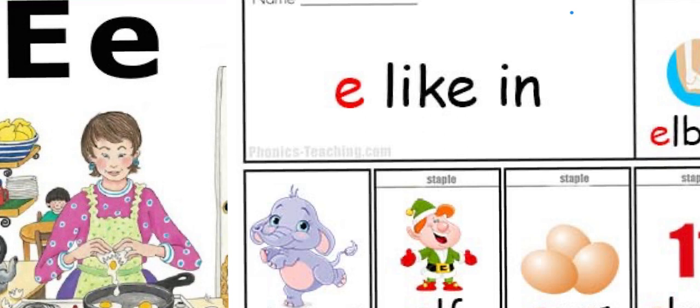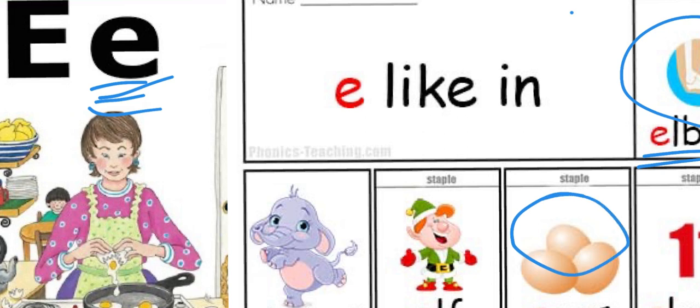Our next sound is e, as in elbow, eggs, elephant.